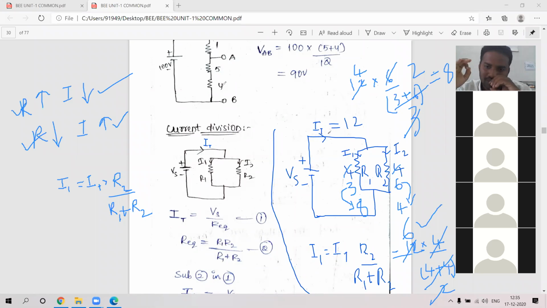Suppose R2 is infinite. What will the current be? Infinite is nothing but an open circuit, which means huge resistance. So the total current will be flowing through R1 itself. That means current always chooses the low resistance path. Is it clear, all of you? That is current division.